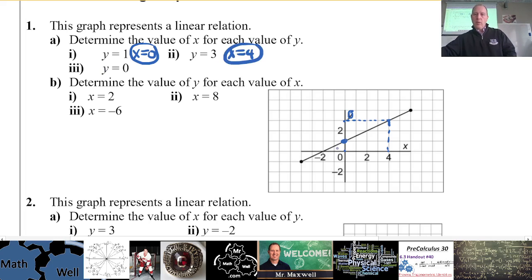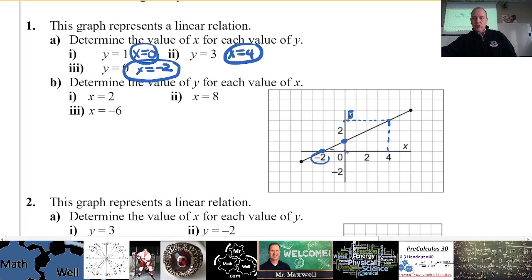Excellent. When y equals 0, that is the x-axis really. It's right here. So what is this point? What's the x value here? Negative 2. X equals negative 2. Awesome. And if they just have 0, 4, negative 2, that's fine. You don't have to put x equals, I guess. Ideally, you would.